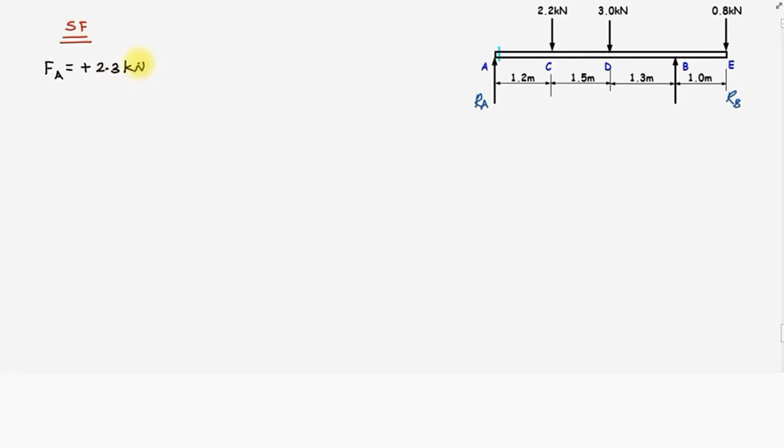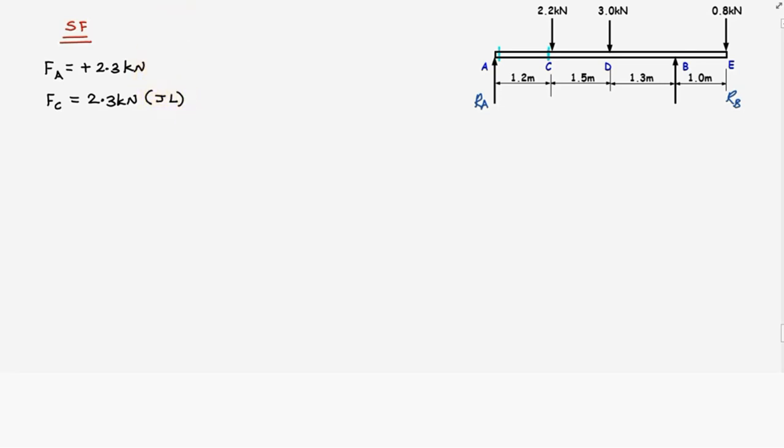Now, let us move our section to the point C. That means just left of point C. We are going to place our section here. This is the beam under consideration now. How much force is acting? The shear force at the point C, FC, is equal to 2.3 kilonewtons. No other forces are acting in the upward direction or downward direction except RA. So, this is the magnitude of the shear force at the point C, just left.